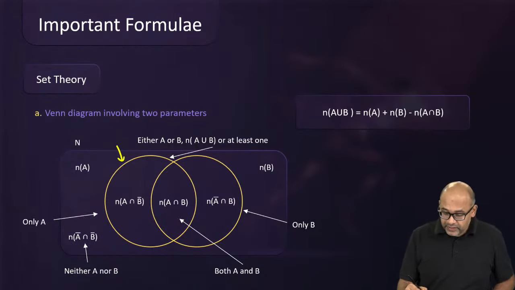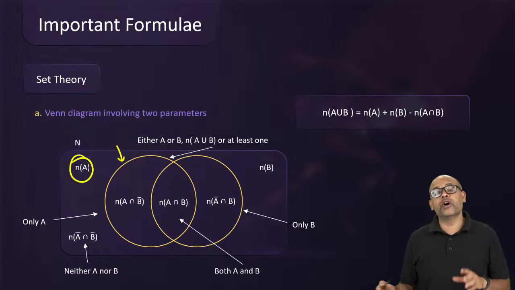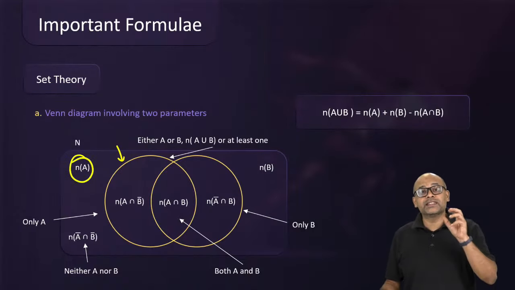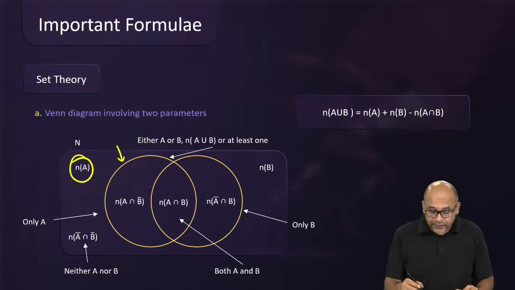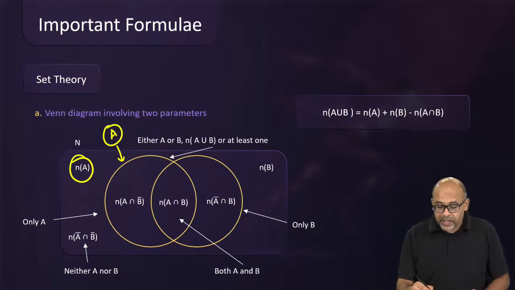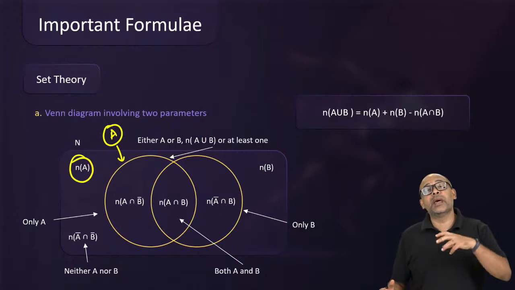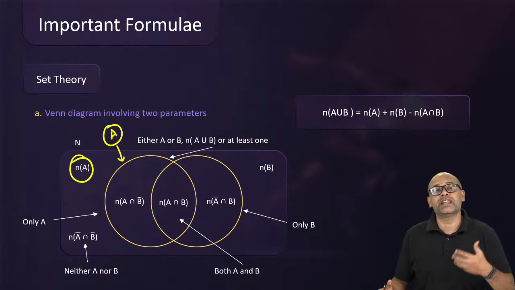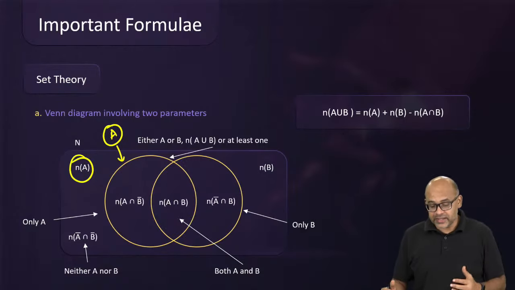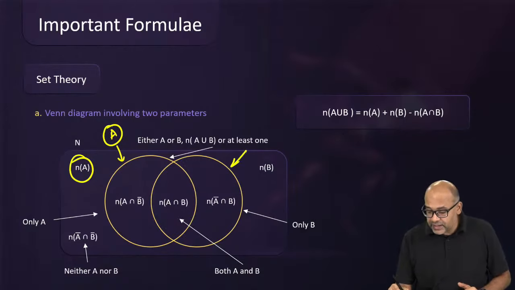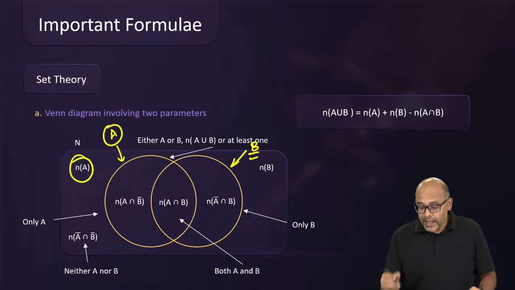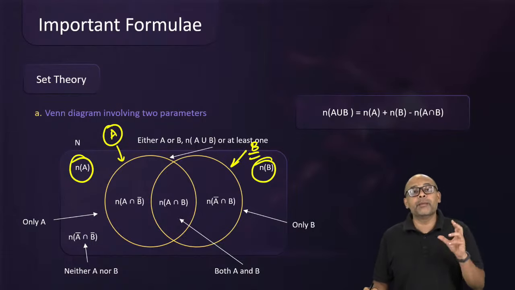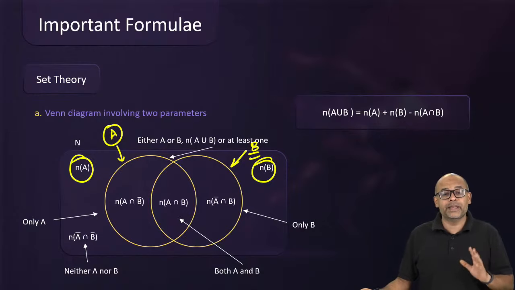The first circle represents the set A, and N of A represents the number of items in this set A. Similarly, the second circle represents set B, and N of B represents the number of items in set B.